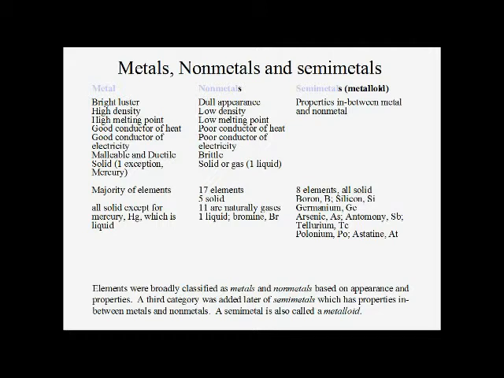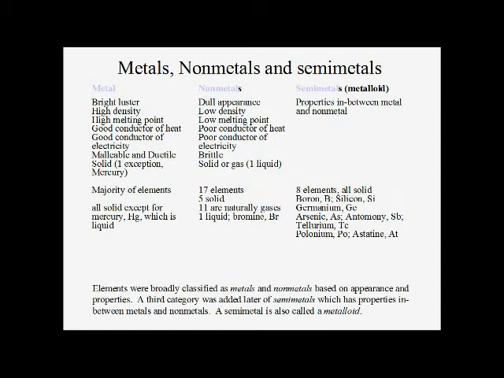Nonmetals, we don't have as many examples of nonmetals floating around for our daily use. Most of our nonmetals are compounds instead of pure elements in terms of our solid forms. But nonmetals are more likely to be dull, not always. Sulfur would be dull. Carbon comes in two forms, graphite, which is dull, and diamond, which is pretty. Most nonmetals will have a low density, low melting point. And low melting point is why we don't have as many examples, because a lot of the nonmetals are gases. They have melted and they have vaporized and they're gases.